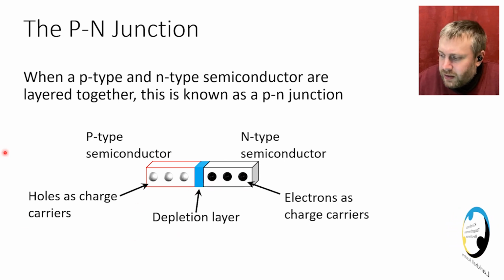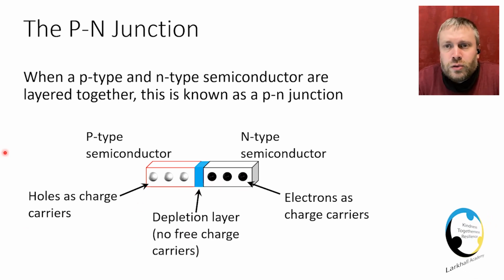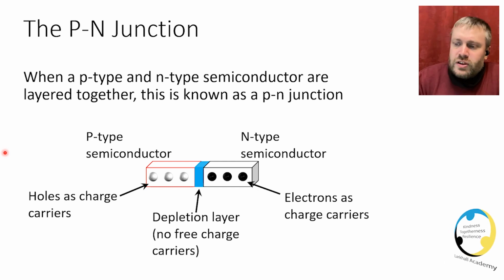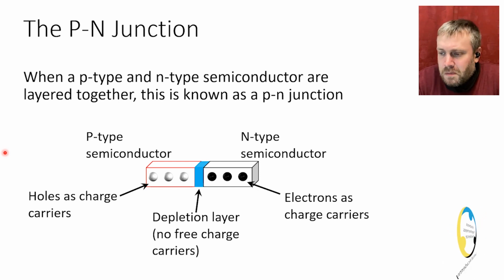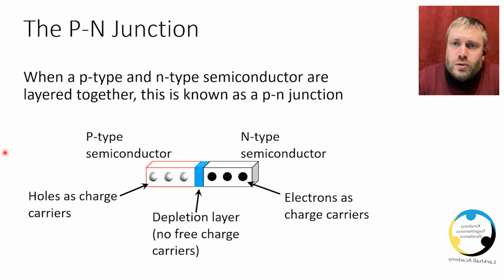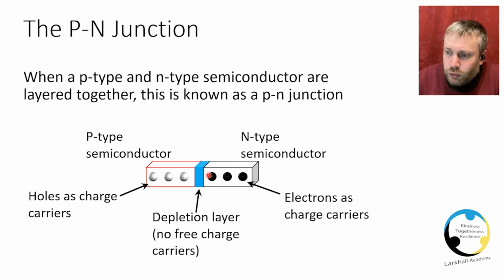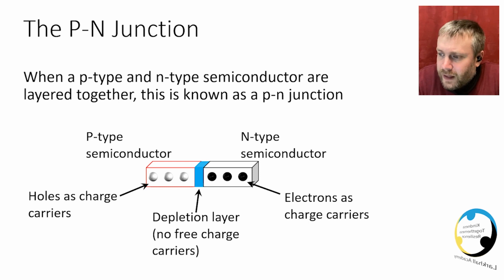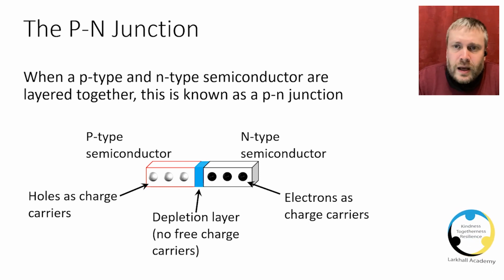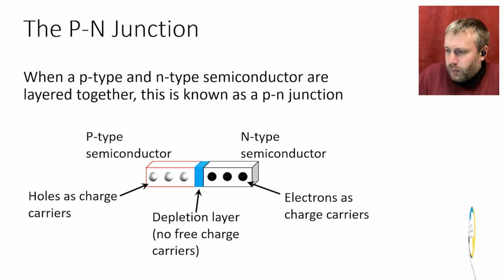Now the depletion layer has no free carriers. There's no free charge in there. Actually, it forms a potential barrier. It stops the electrons from flowing over and combining with these little holes, which would end up cancelling each other out. So we end up with this depletion layer which stops that process from happening.